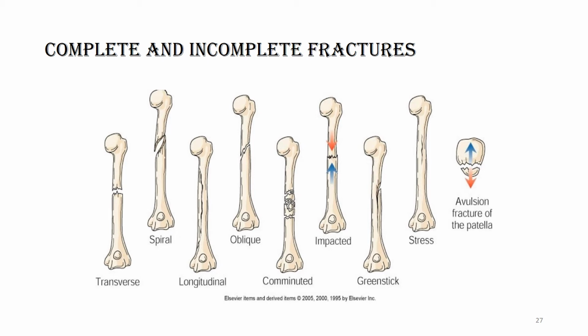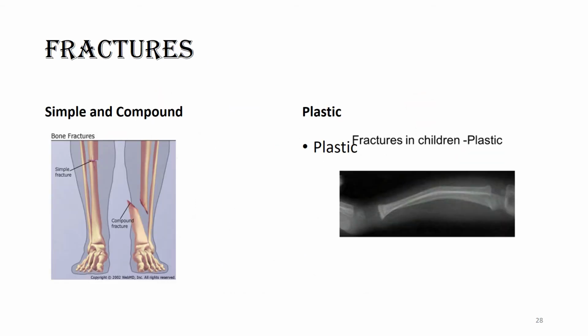Let me find one here. There's a stress fracture or a greenstick fracture. Those are incompletes. Simple and compound is the first picture. The simple shows that there is a fracture all the way through, but it's not displaced. It stays right there. It's straight through. Put in alignment, it should heal by itself.